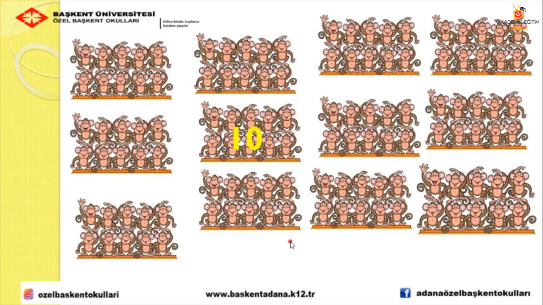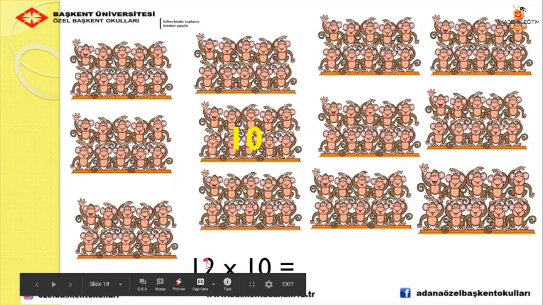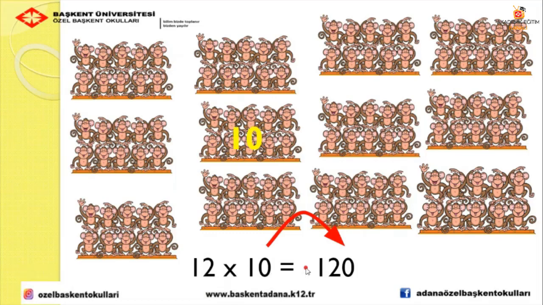Let's try again. Each of these groups of monkeys has 10 members in it. How many groups of monkeys can you see? You're right, there are 12. 12 times 10. This is very easy. 12 times 10, remember, we will move the first number and then the 0. It's 120. Well done.